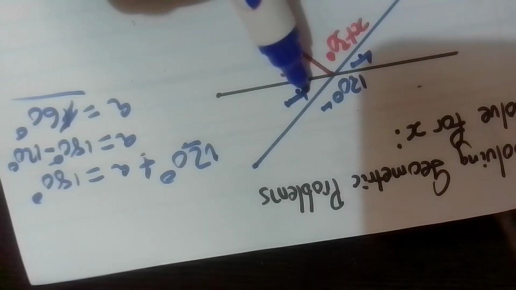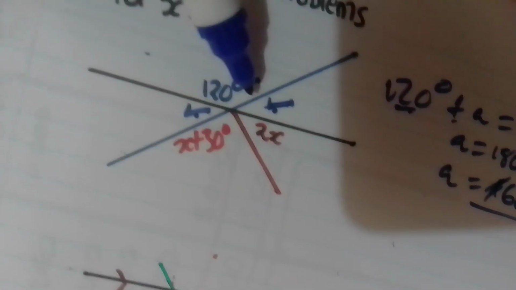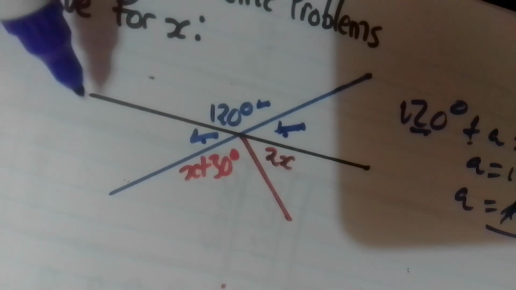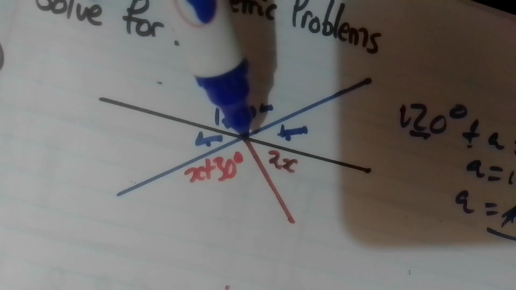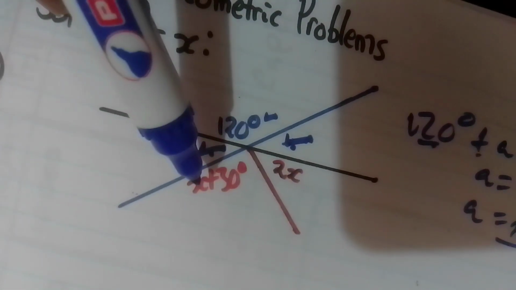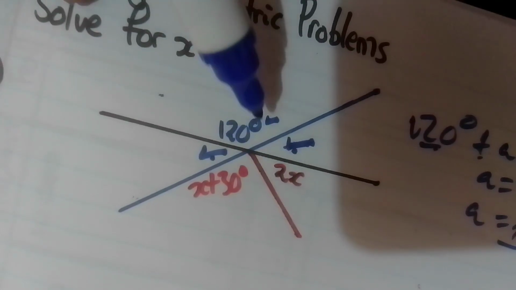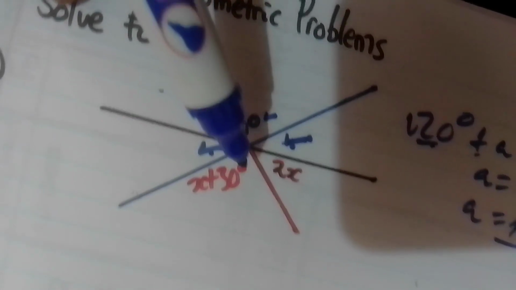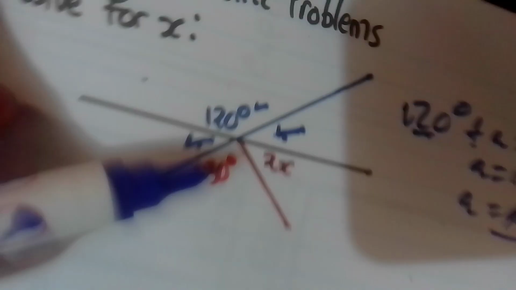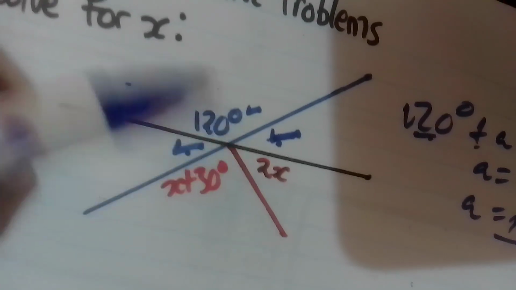If these two are vertically opposite angles, let's observe carefully. Check here. From this point to this point to that point, and from this point where it's red to the blue part, we are simply saying that this entire angle, the x plus 30 degrees plus 2x, and this 120 degrees, they are equal, and our reason would be vertically opposite angles. So that is how we are going to answer the question. We've got a concept of vertically opposite angles.